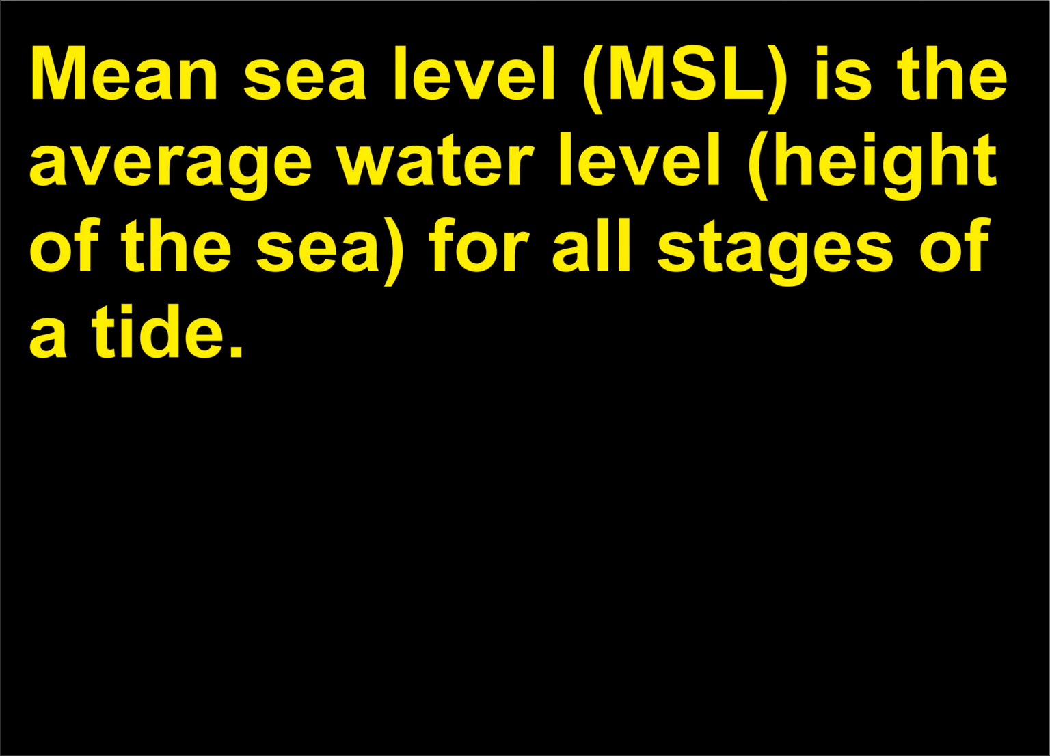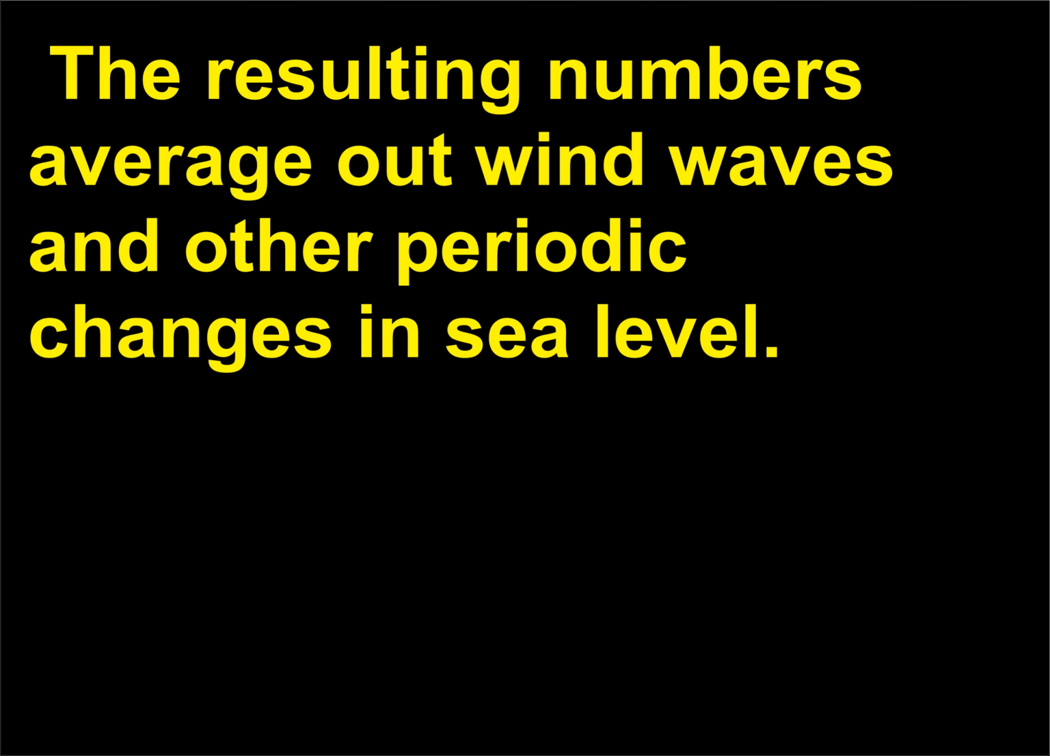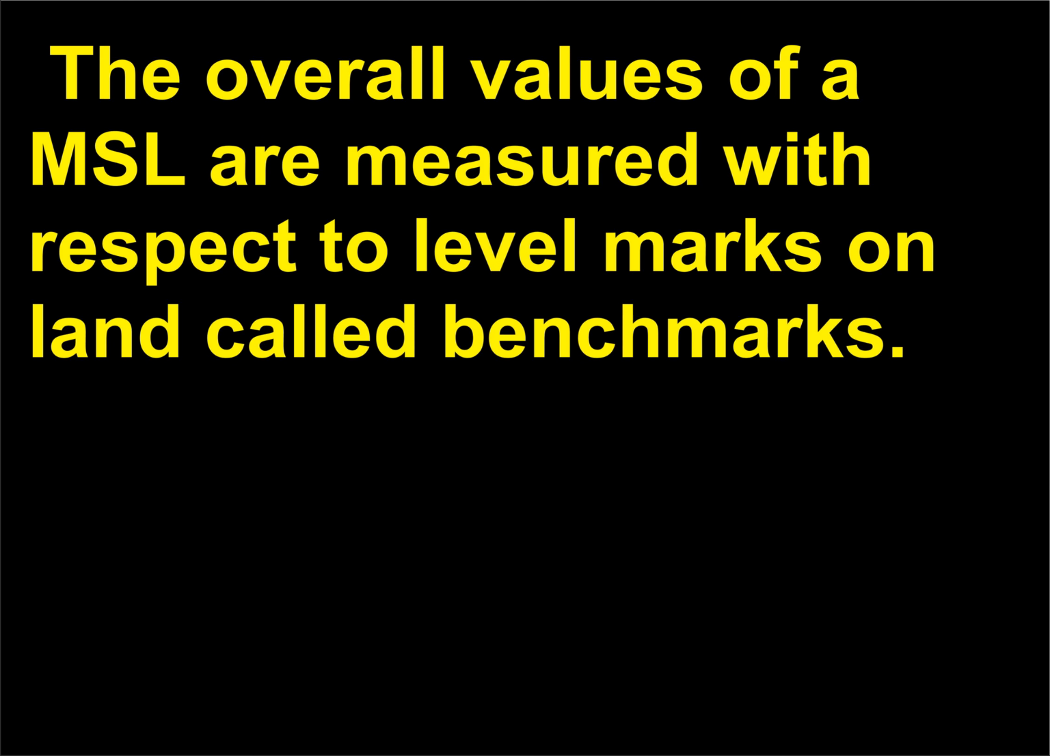Mean sea level, MSL, is the average water level, height of the sea, for all stages of a tide. Locally, MSL is measured by tidal gauges at one or more points over a given period of time. The resulting numbers average out wind waves and other periodic changes in sea level. The overall values of a MSL are measured with respect to level marks on land called benchmarks.